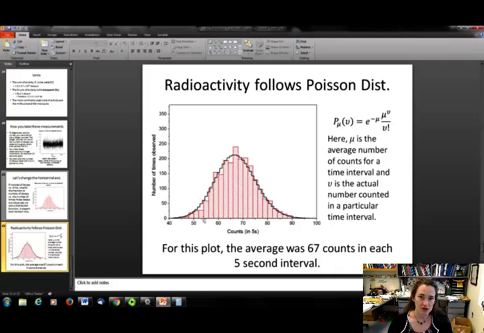And in fact, the Poisson distribution function describes a whole lot of different counting type experiments, right? We talked about the number of eggs that a farmer finds during a certain time each day, things like that, okay? So it's a counting experiment distribution function, like radioactivity, where each event is independent of the one before it. Okay, and radioactivity follows that.